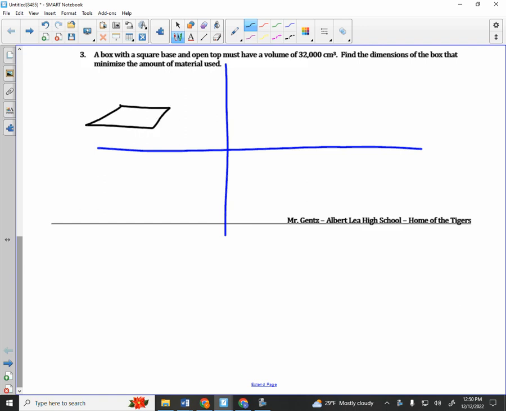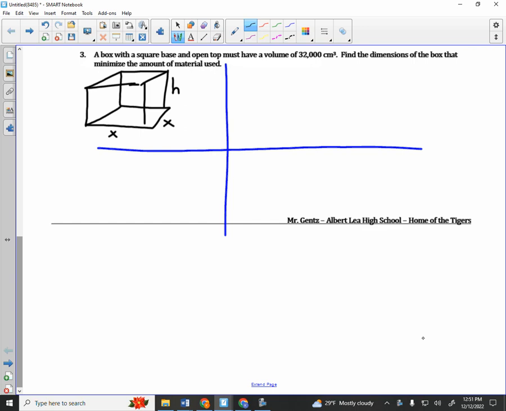You should have a box. Looks something like this. All good there? Okay, and then maybe you try to put some labels on it. If it has a square base, what did you label the base? I like your idea. Let's go x and x. Does it tell us the height? No, there's no height, so I'm just going to write height.